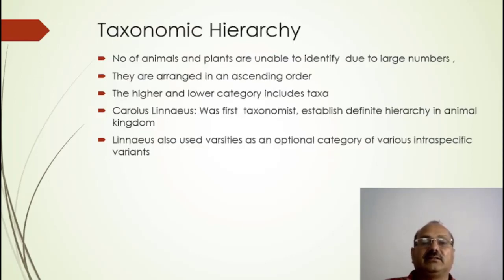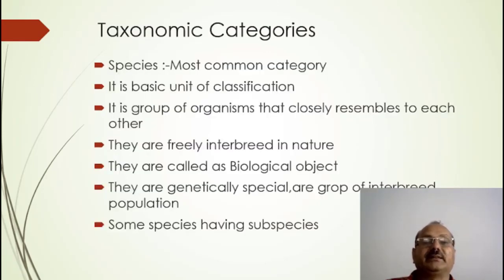Now the next topic, taxonomic hierarchy. The number of animals and plants is so large that they are unable to be identified easily. They are arranged in an ascending order. The higher and lower categories include taxa. Carolus Linnaeus was the first taxonomist to establish a definite hierarchy in animal classification. Linnaeus also used variety as an optional category for various intraspecific variants.